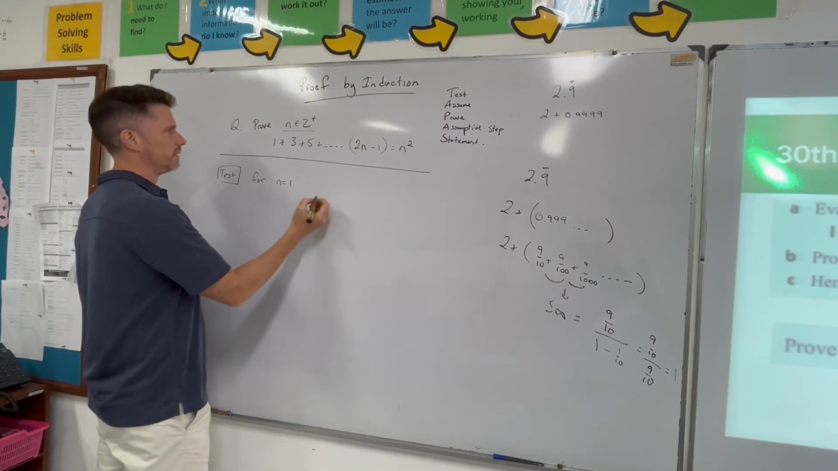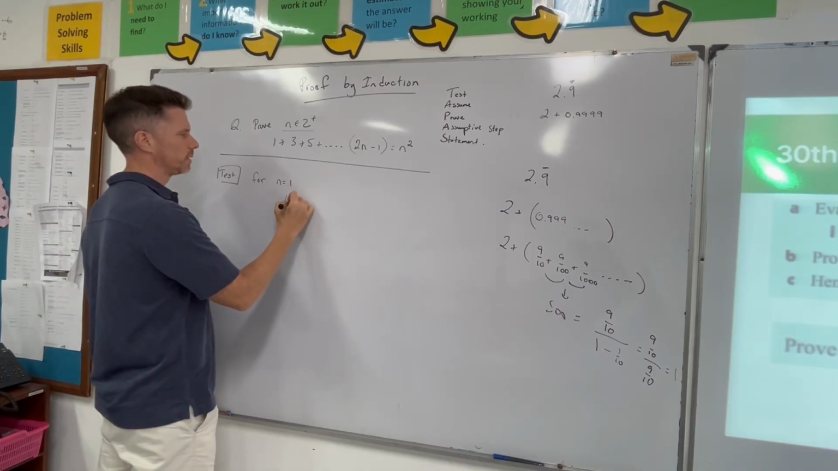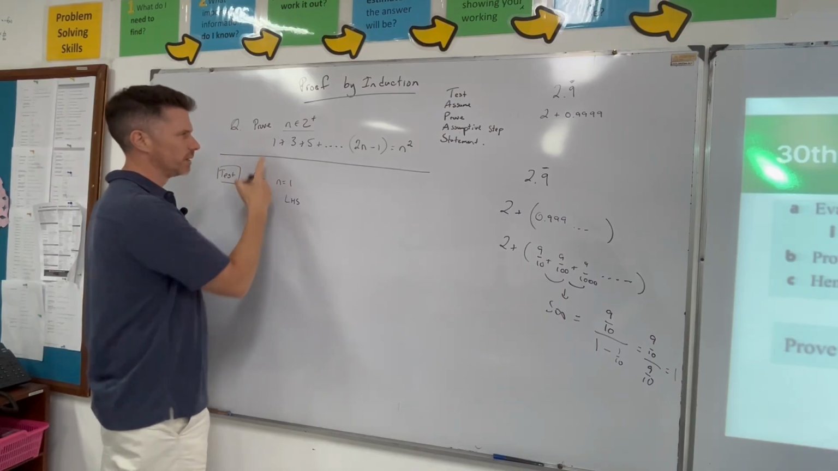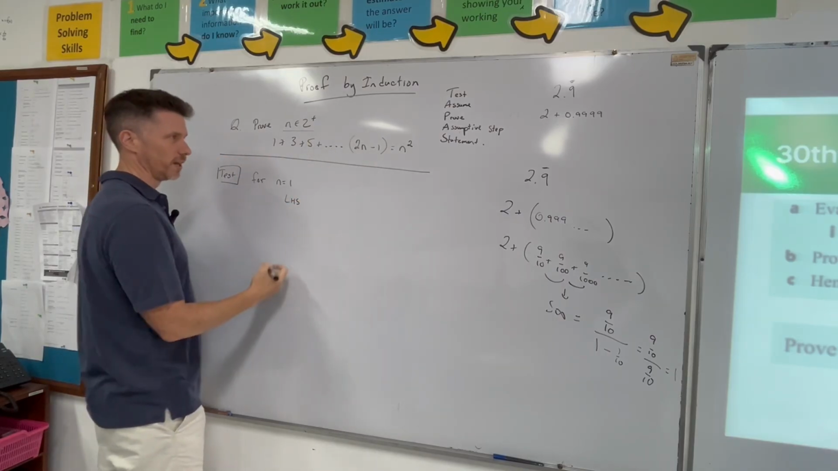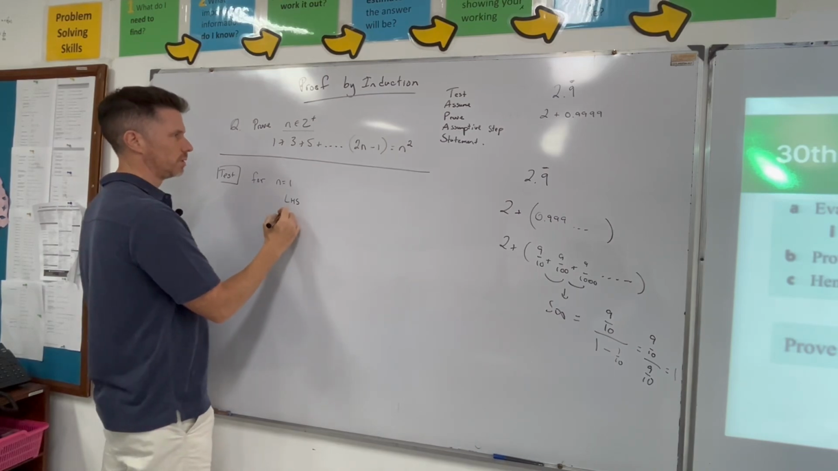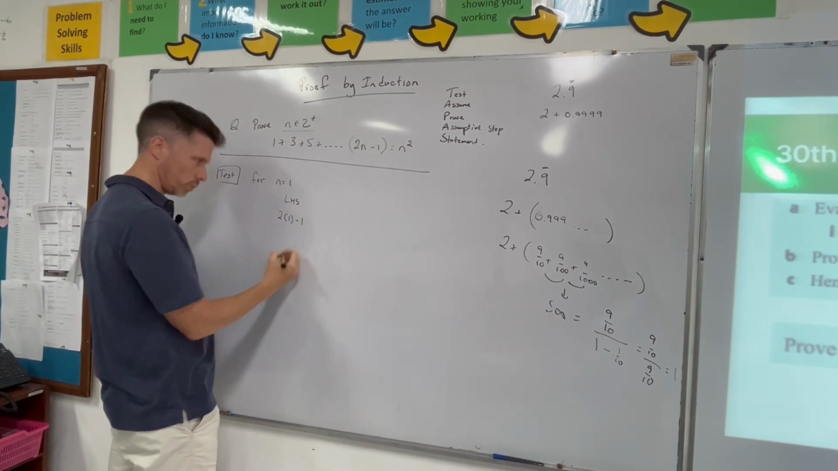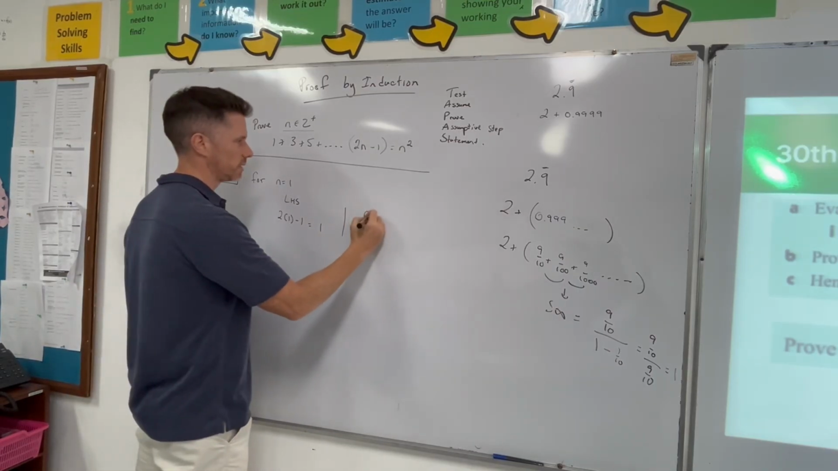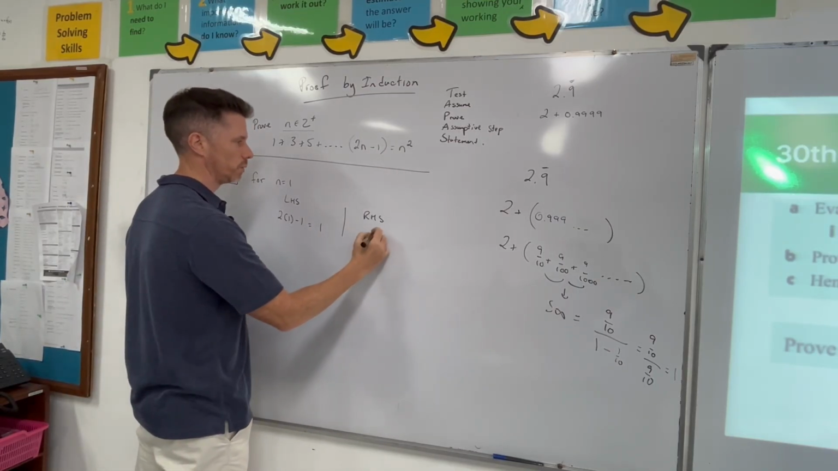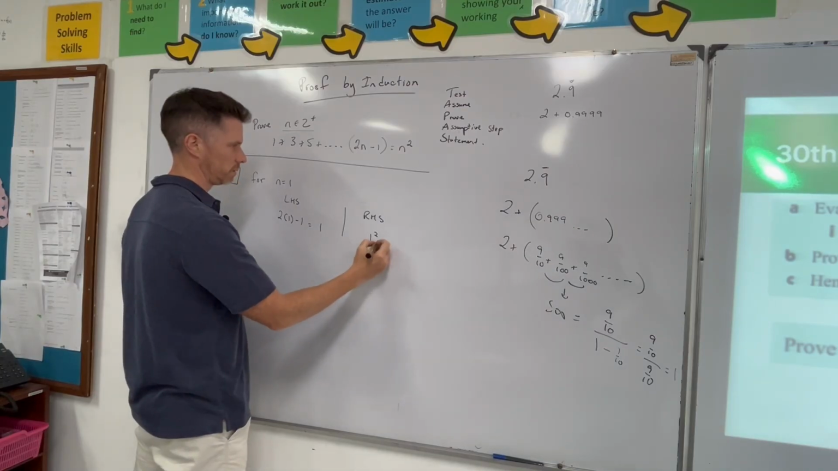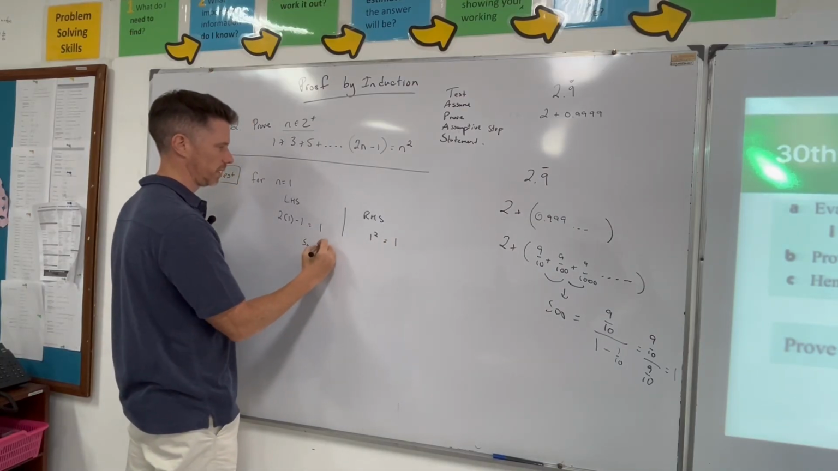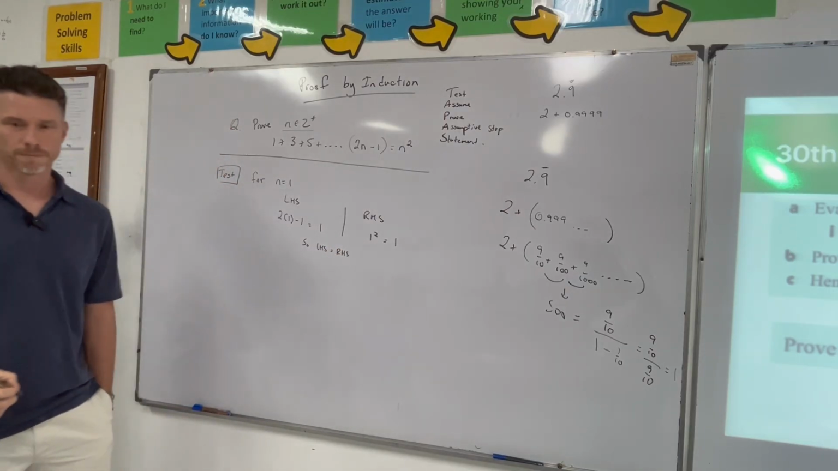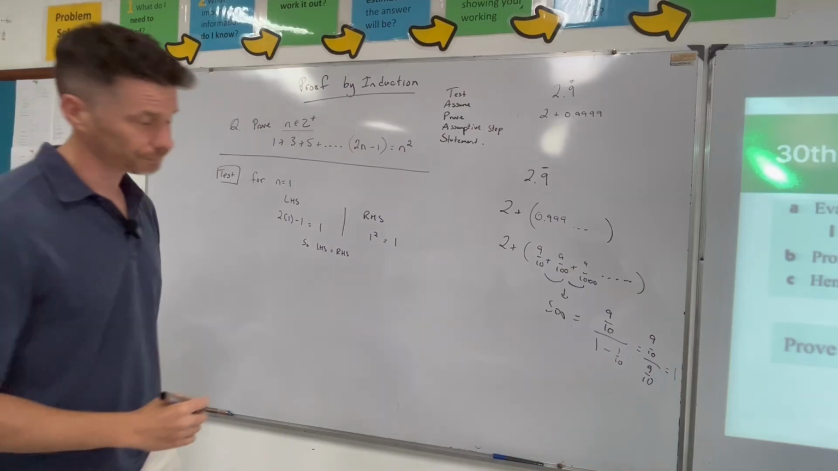It's almost too obvious, but the left-hand side of this would be what? Just 1. Well, you can use the formula if you like. It gives you a formula for odd numbers: 2 times 1 minus 1, which equals 1. The right-hand side of the equals is 1 squared, which is also 1. So the left-hand side equals the right-hand side.